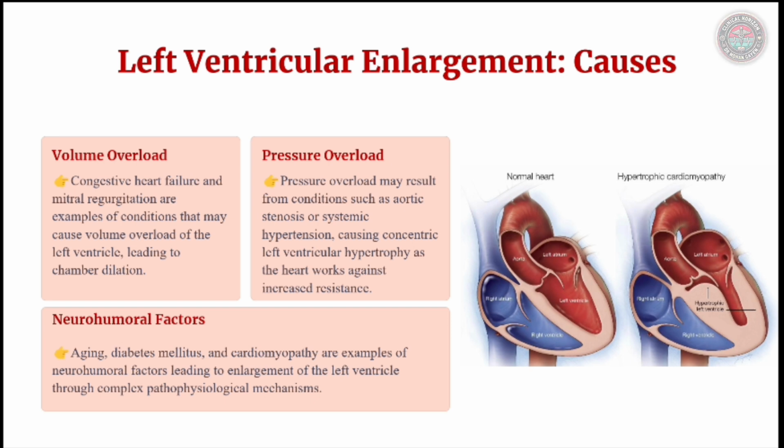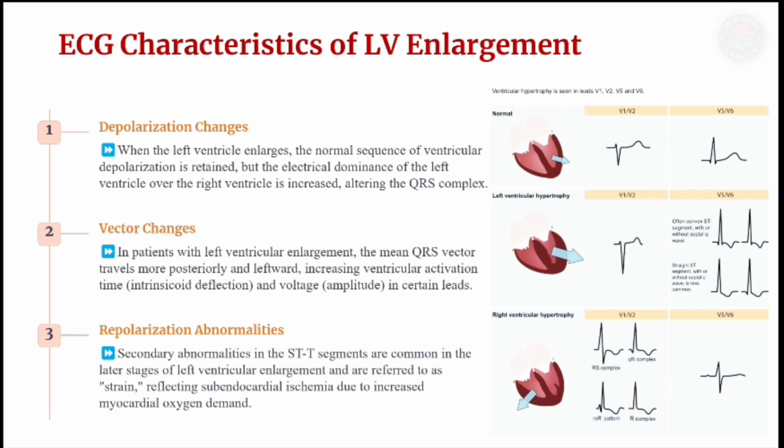ECG characteristics of left ventricular enlargement. ECG changes in left ventricular enlargement include increased QRS amplitude, leftward axis shift, and repolarization abnormalities. Depolarization changes manifest as high-voltage R waves in V5, V6. Vector shifts cause left axis deviation. Repolarization abnormalities, seen as STT changes in lateral leads, indicate strain due to subendocardial ischemia.